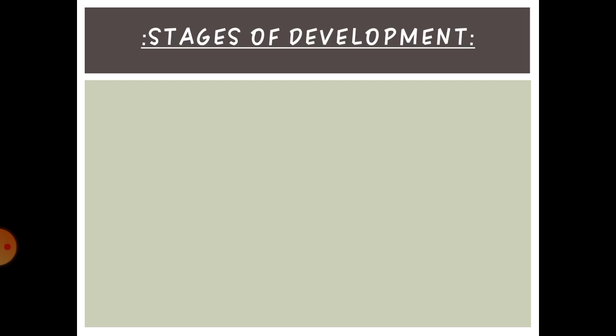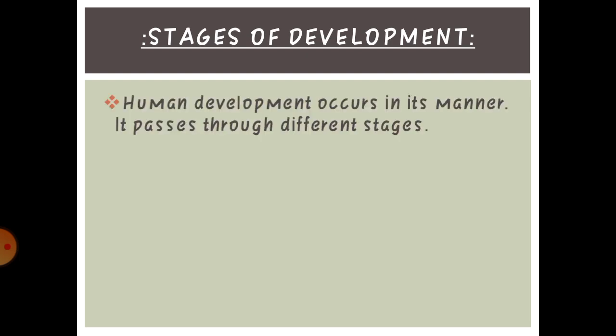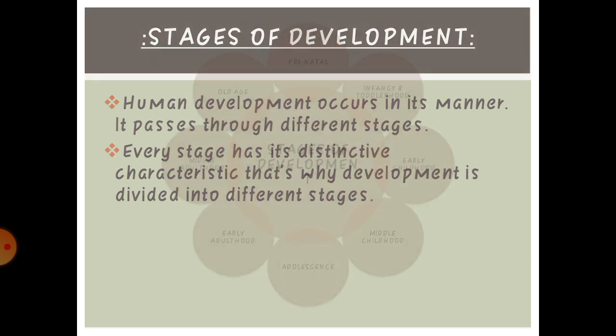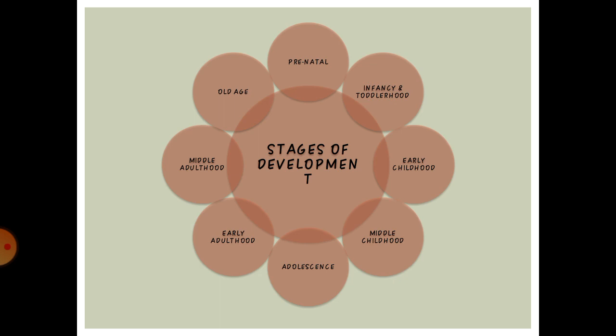Now the stages of development. Human development occurs in its own manner, and it proceeds through different stages. Every stage has its distinctive characteristics. That's why development is divided into different stages. Now the stages of development are prenatal, infancy and toddlerhood, early childhood, middle childhood, adolescence, early adulthood, middle adulthood, and old age. These are the stages of the development.